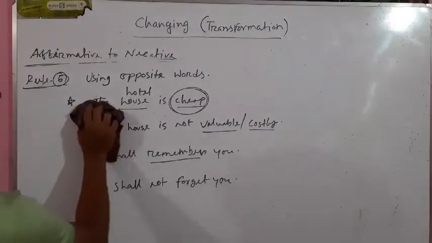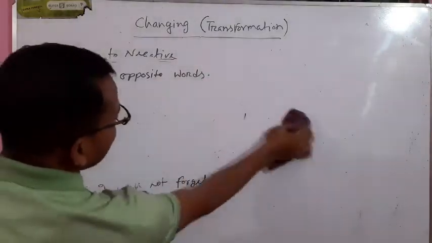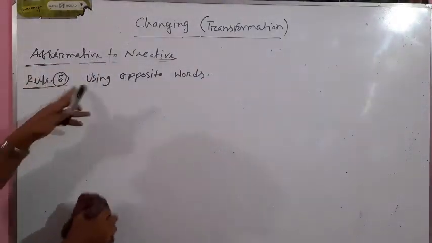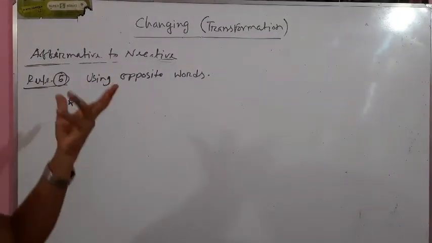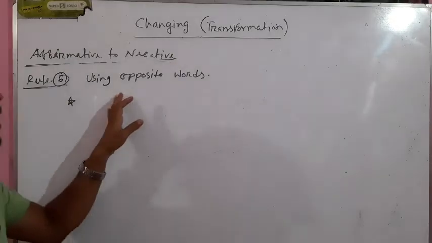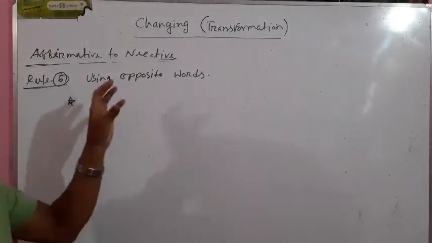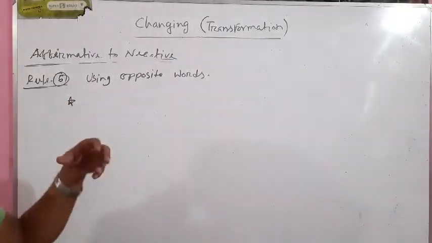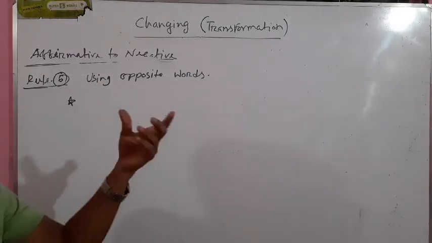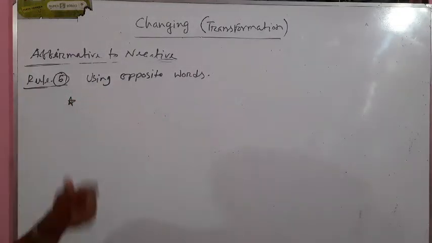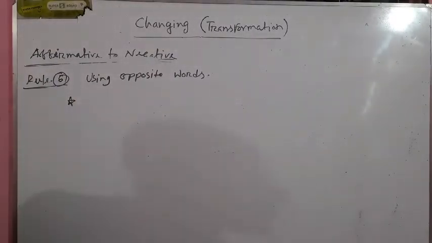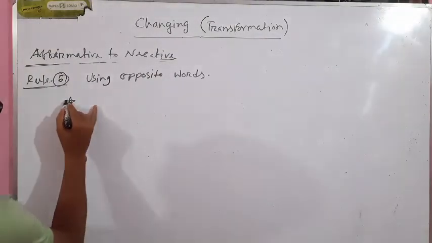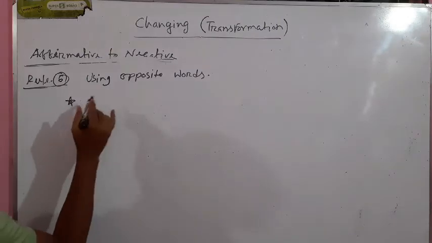Last example. I have mentioned earlier that there are so many examples in this rule, because there are numerous opposite words. So it's quite impossible to finish all examples. I am just showing the way. I am just showing the rule. Then you have to practice more and more. The more you practice, the more you understand or learn. Example number 3 and final last example.